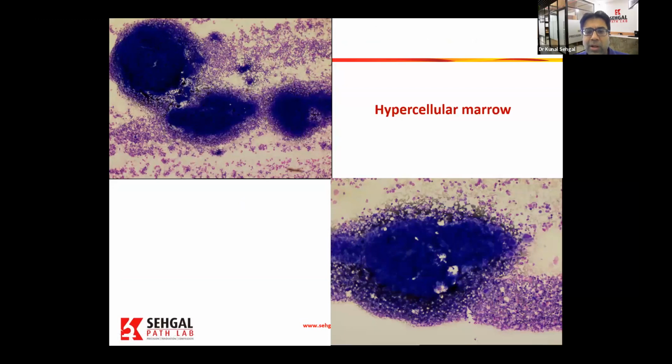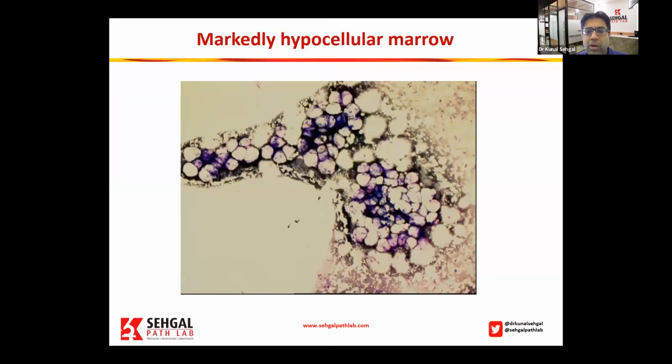This is a very hypercellular marrow with no fat space. Again, an occasional fat space. This is sort of 90% cellular, 95, 98% cellular. So this is hypercellular. Contrast to that, if I said this is a 10-year-old child, you would expect 90% cellularity.